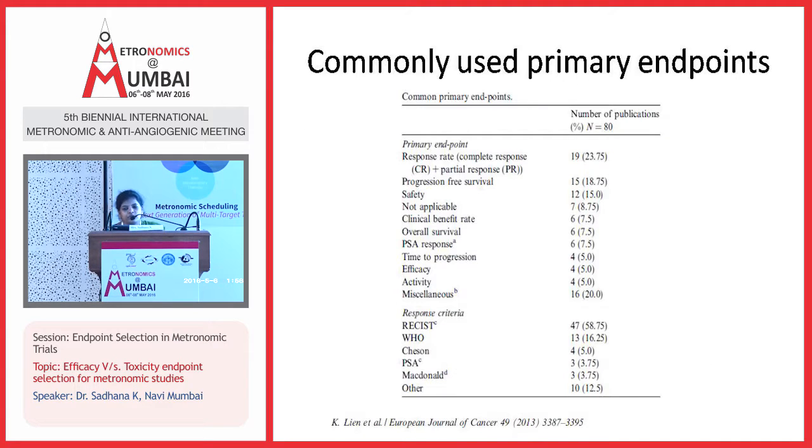Now, the commonly used primary endpoint is mostly response rate, which is complete response plus partial response. This was reported in 19 studies, followed by progression-free survival and safety endpoints. The criteria for assessing the response was mostly RECIST. 47 studies used RECIST criteria, followed by the WHO and other criteria.